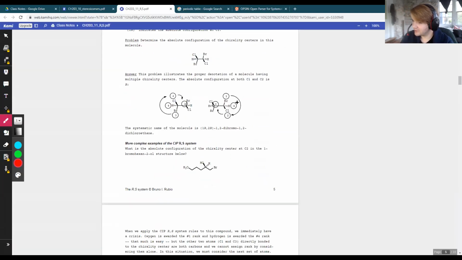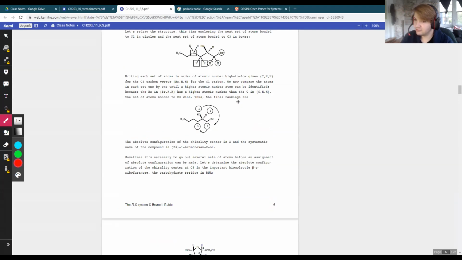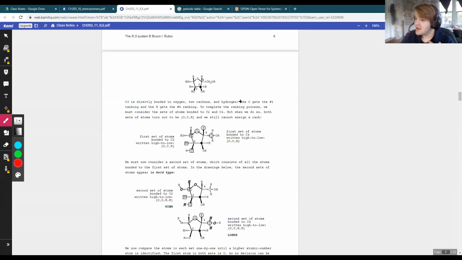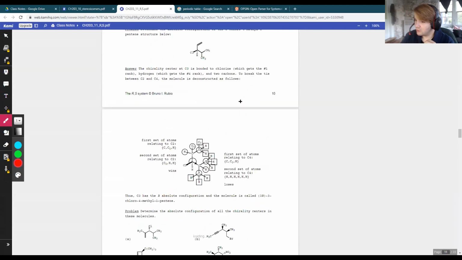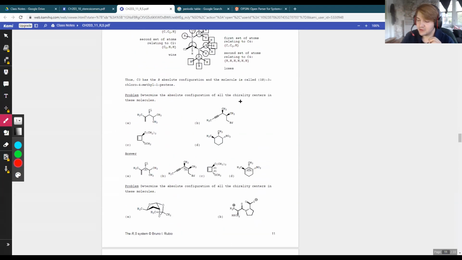How are we doing so far? Is this kind of making sense? Yeah. The big thing with molecules is it's just practice. You have to practice, practice, practice. Often, why I find people do not do well on this exam is that they spend so much time worrying about how complicated CIP is instead of actually practicing it.